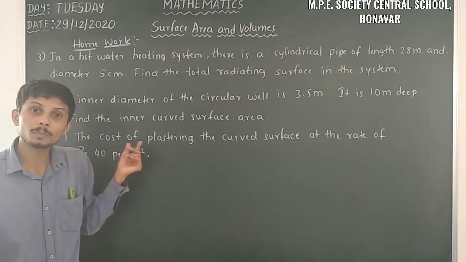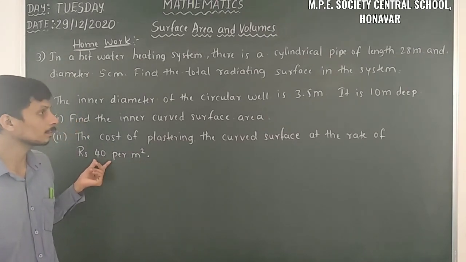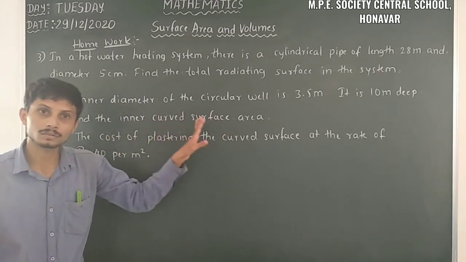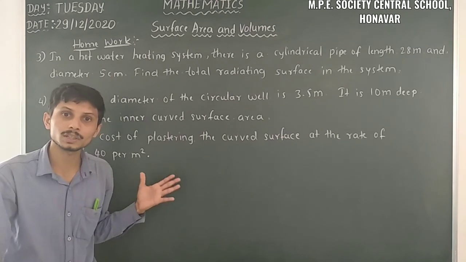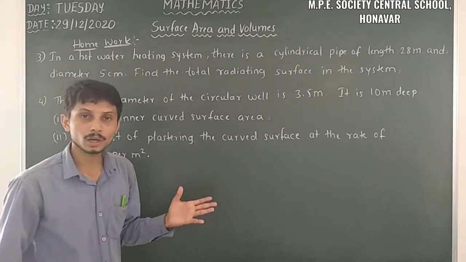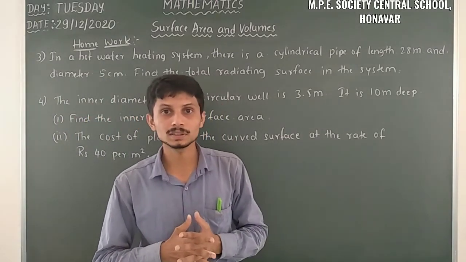Already you know about cost related problems. For 1 meter square we have to pay 40. So for that much curved surface area, we have to find how much the cost will be. So you have to find it. I hope you understood these things. There are many problems based on this.